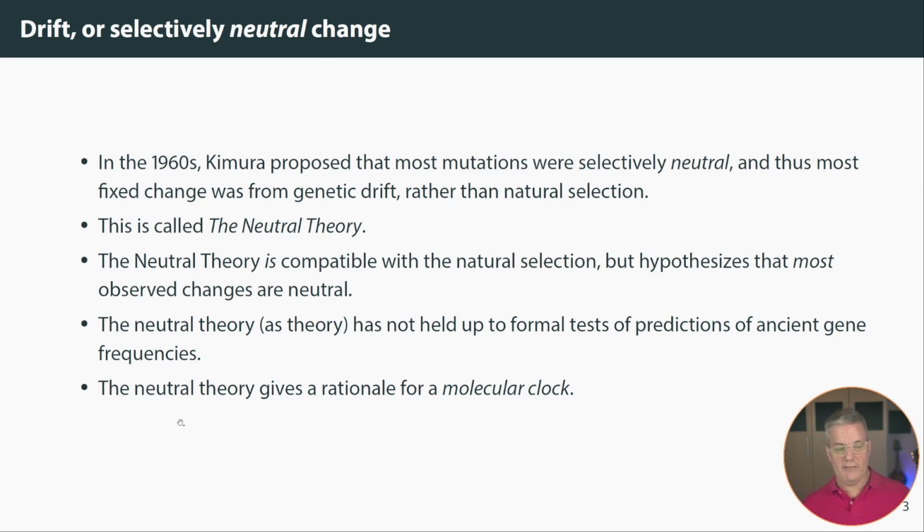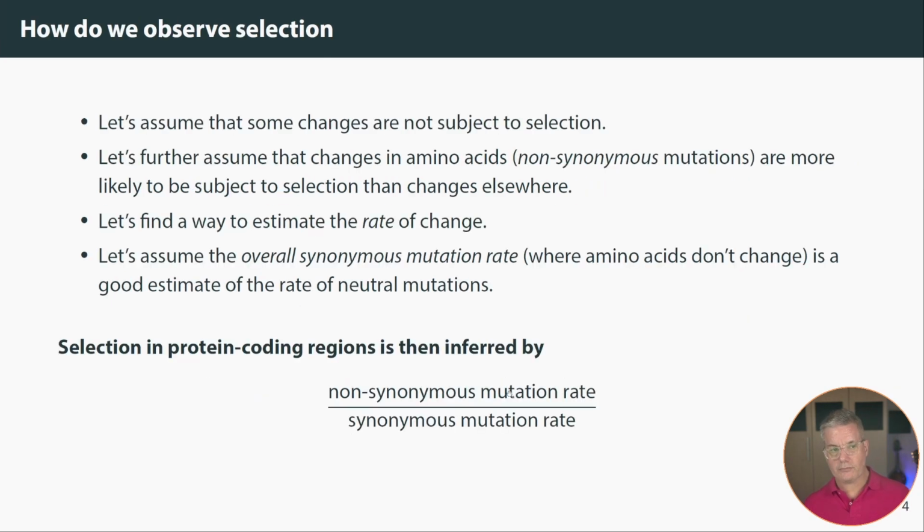And because of that, neutral change might be expected to lead to something that's been referred to as a molecular clock, where the rate of neutral change is kind of an estimate for the amount of evolution that is going on. So we can use that as a principle to observe selection.